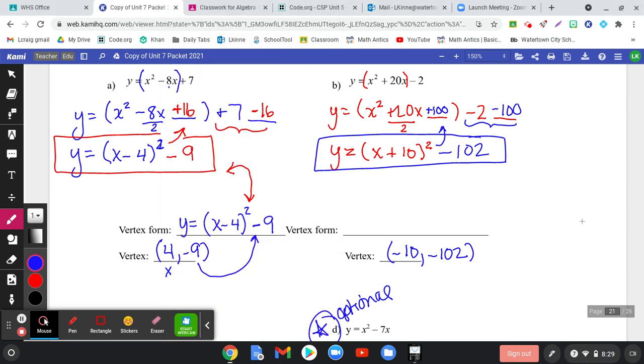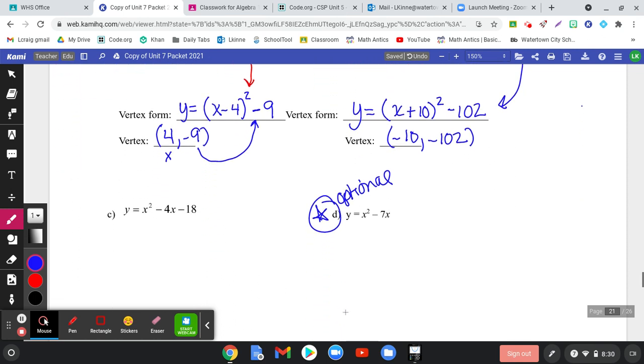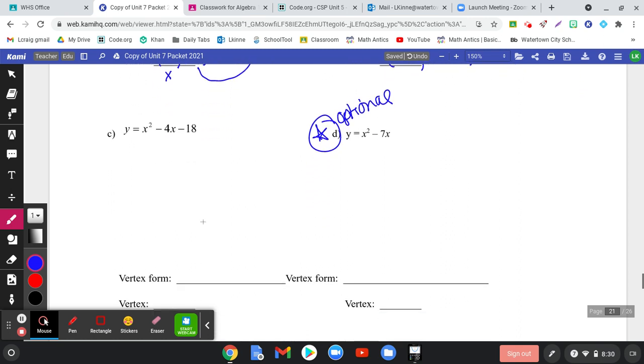All right, so in vertex form, we've already written it. But again, if you were to find the vertex first, then you can work backwards and say, okay, my x value is -10, so in parentheses it's x plus 10 squared, and then the -102 outside. Okay? All right, next one.